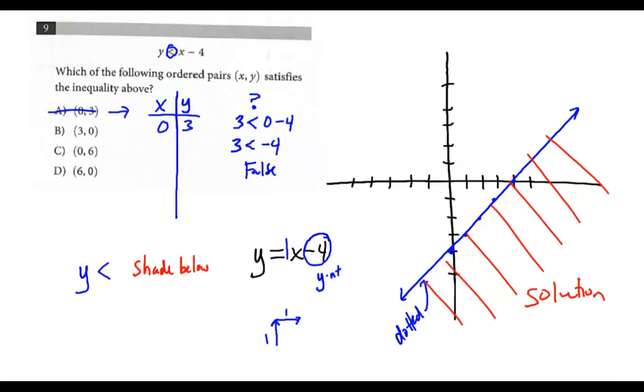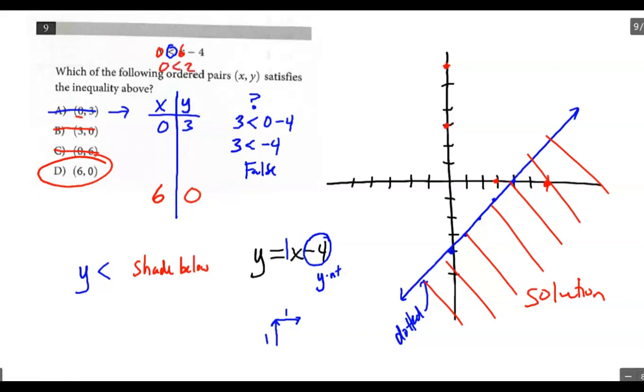So for instance, if I look at these points, if I were to try that first one, 0, 3, well, 0, 3 is here. That does not live in the solution region. 3, 0 does not live in the solution region. 0, 6 does not live in the region. 6, 0 does. 6, 0 is going to be right over here, and that one does live in the region. And also, if you were to plug those values in, 6, 0, this would be a true statement. 0 is less than 2.